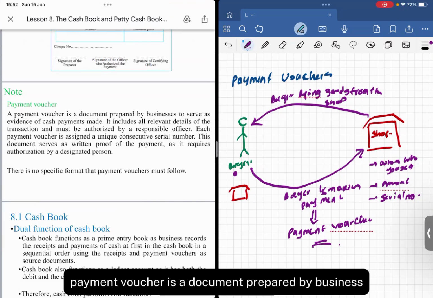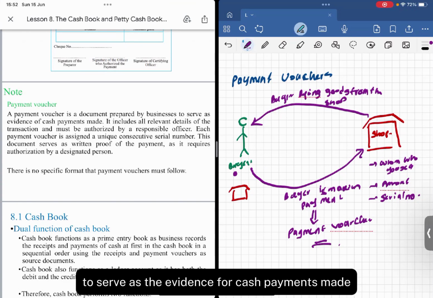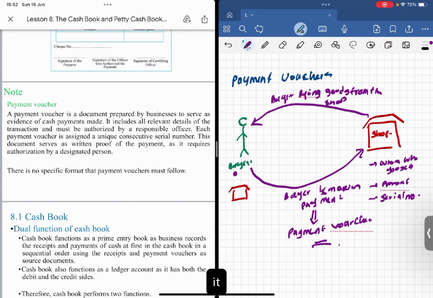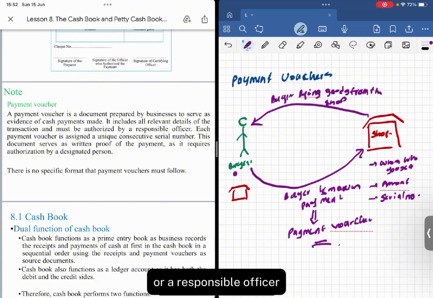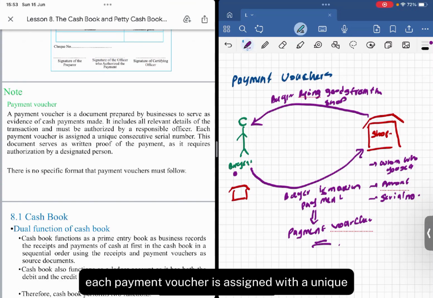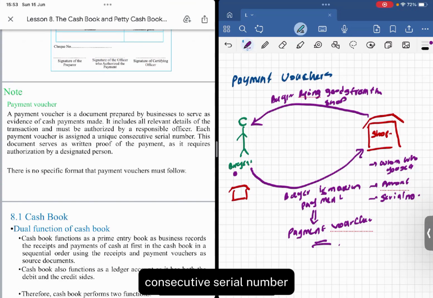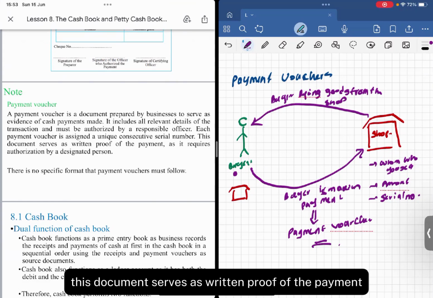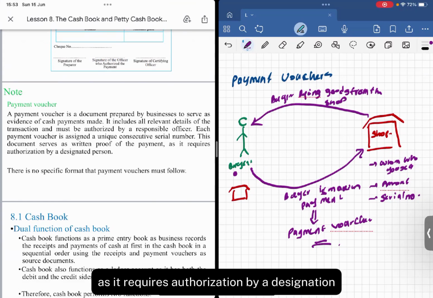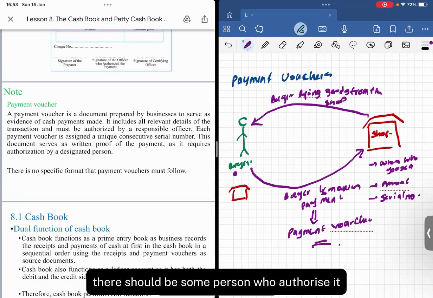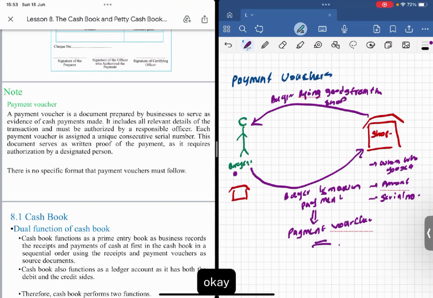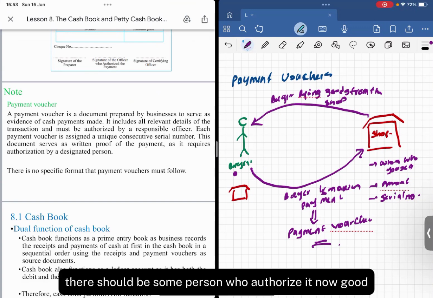Payment voucher. A payment voucher is a document prepared by a business to serve as the evidence for cash payments made. It includes all the relevant details of the transaction and must be authorized by a responsible person or a responsible officer. Each payment voucher is assigned a unique consecutive serial number. This document serves as written proof of the payment as it requires authorization by a designated person. So if you have made a payment, it should have a payment voucher, and there should be some person who authorizes it.